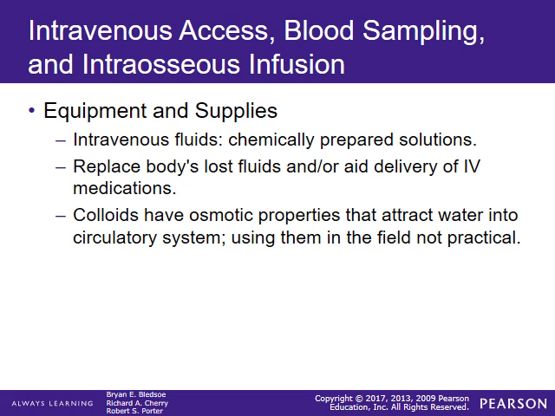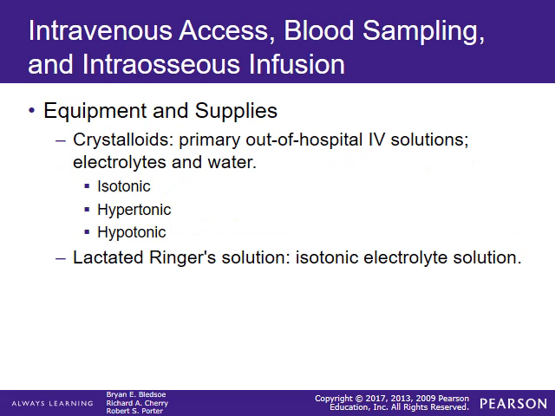Intravenous fluids are chemically prepared solutions. They replace the body's lost fluids and or aid in the delivery of IV medications. Colloids have osmotic properties that attract water into the circulatory system. Using them in the field is usually not practical. Crystalloids, however, are the primary out-of-hospital solutions. These are electrolytes in water.